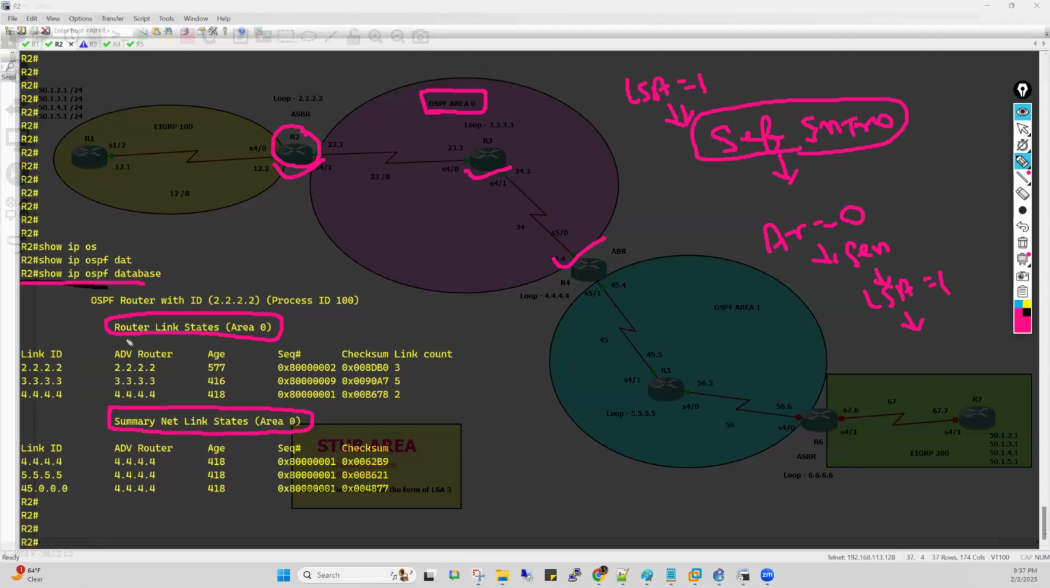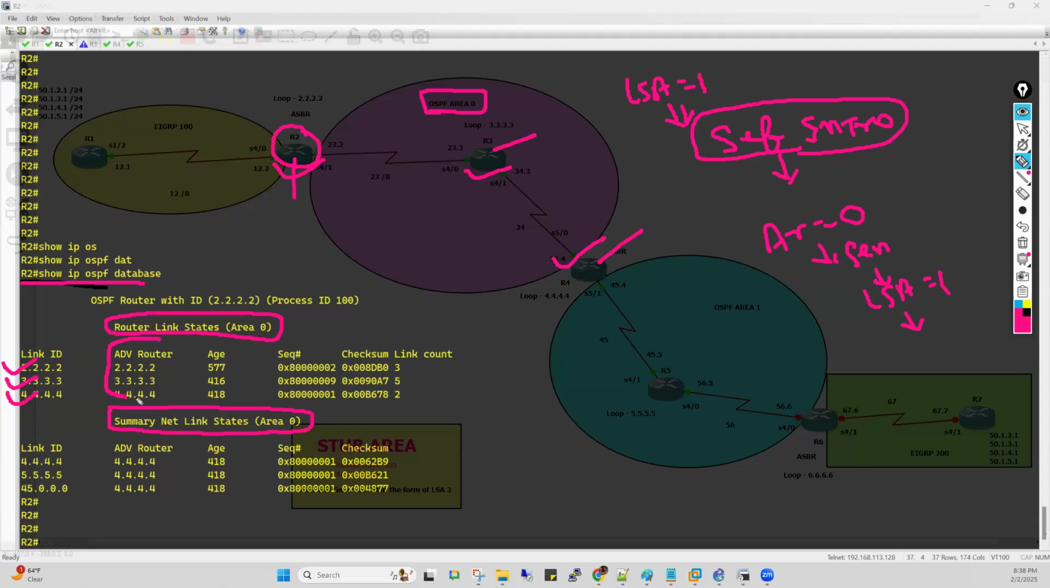Yes, sir. So in LSA number 1, you are getting 2.2.2.2. Who is 2.2.2.2? This router. 3.3.3.3, who is that? This one. 4.4.4.4, who is that? This one. Is this clear, guys? Everyone? Yes or no?